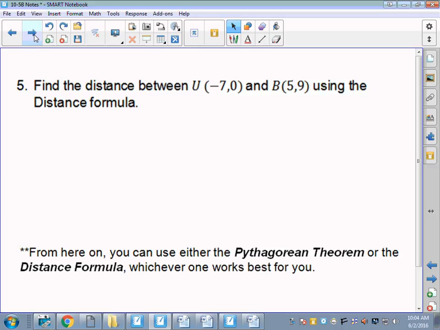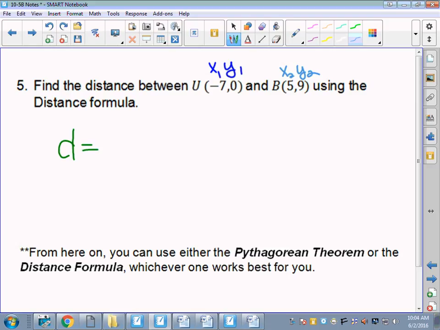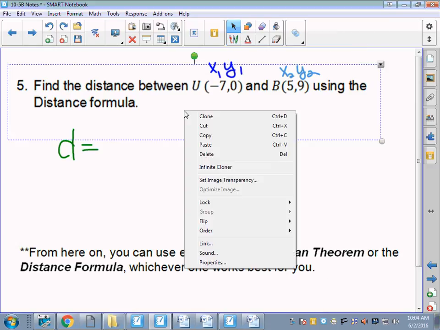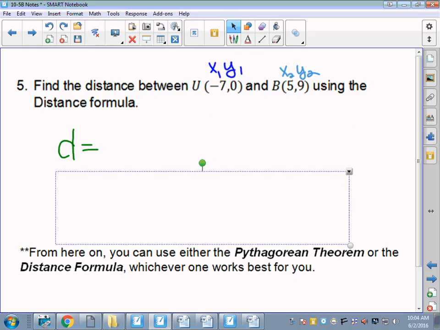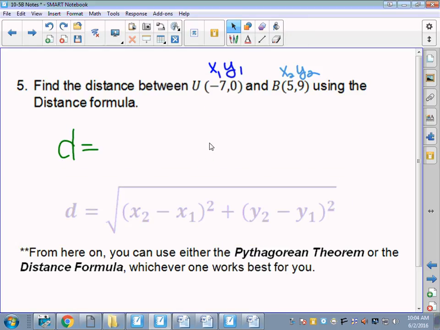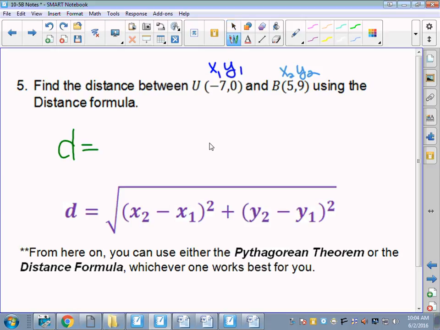Let's do this one last example. There's no graph this time. So U is at -7, 0. I'm going to call that my x1 and y1. B is at 5, 9. That's my second set of x's and y's. So distance equals, everybody know the formula at this point? Hopefully you do. There we go. So giant square root. I actually like to do this because then I can just fill in the blank.